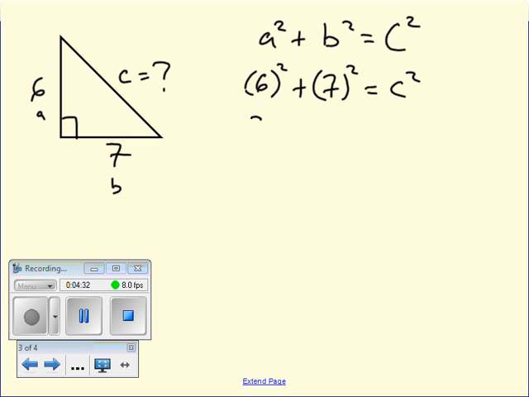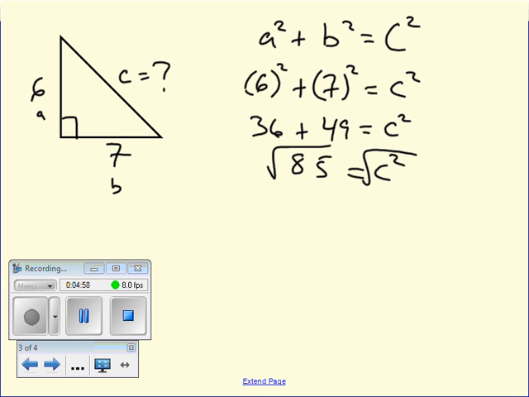6 times 6 is 36. 7 times 7 is 49. Use a calculator if you have one. And those will be equal to C squared. So I add up my 36 and 49, and I get 85, which is equal to C squared. And then to get my value for C, I merely square root both sides. So I take the square root of 85 on my trusty calculator.